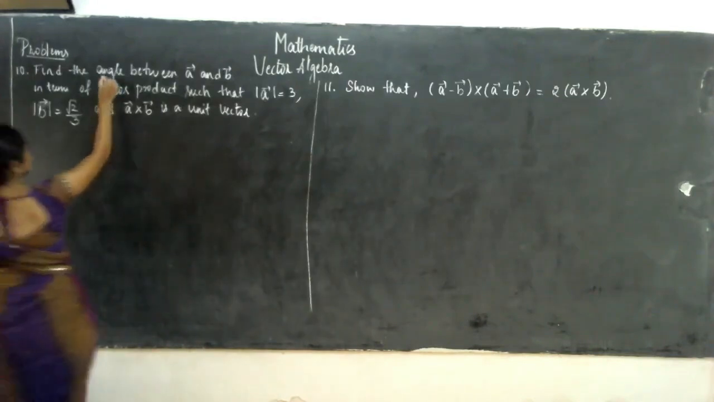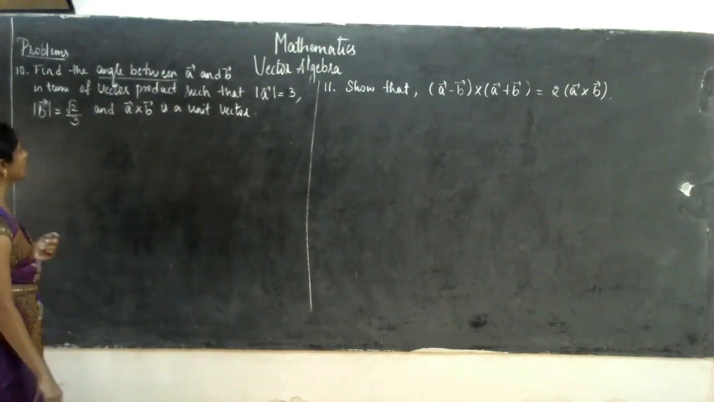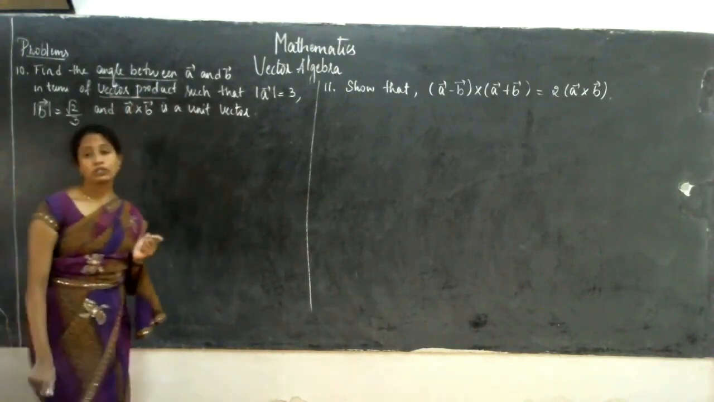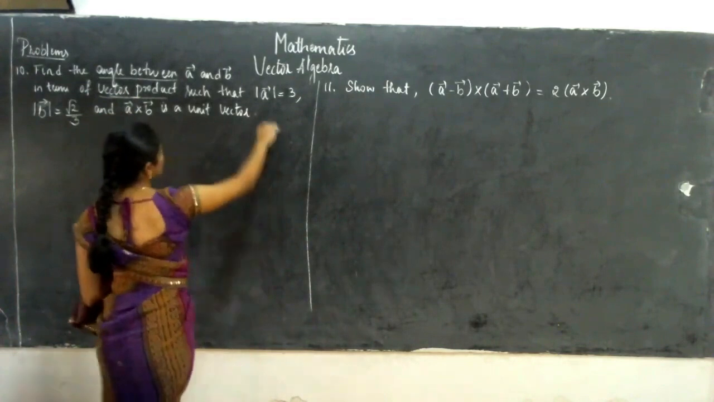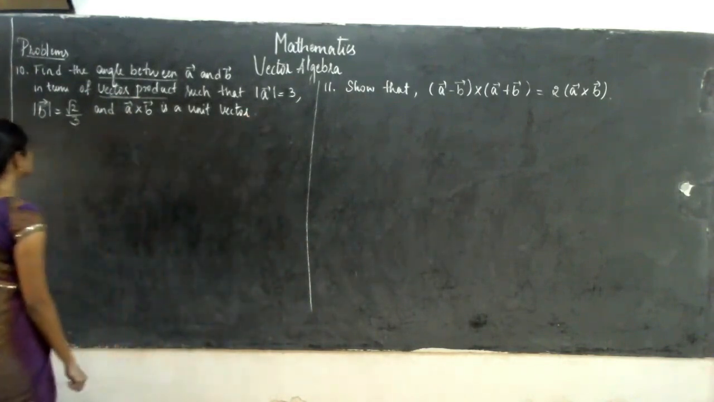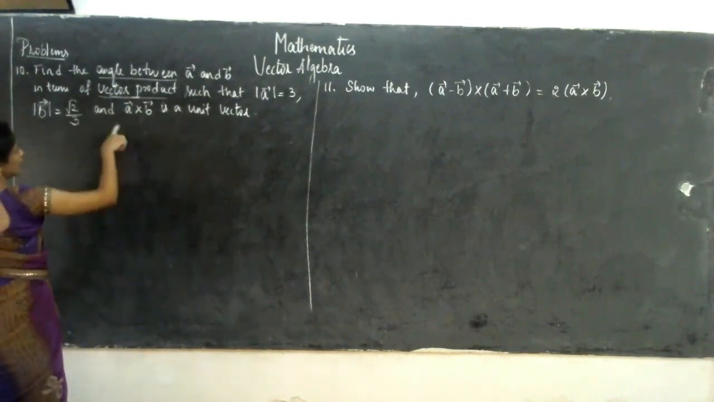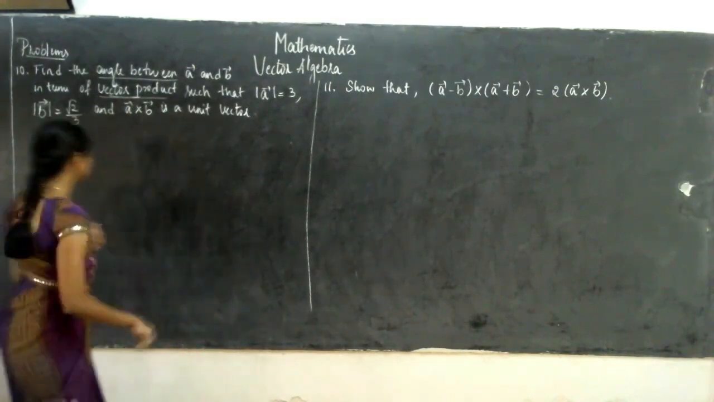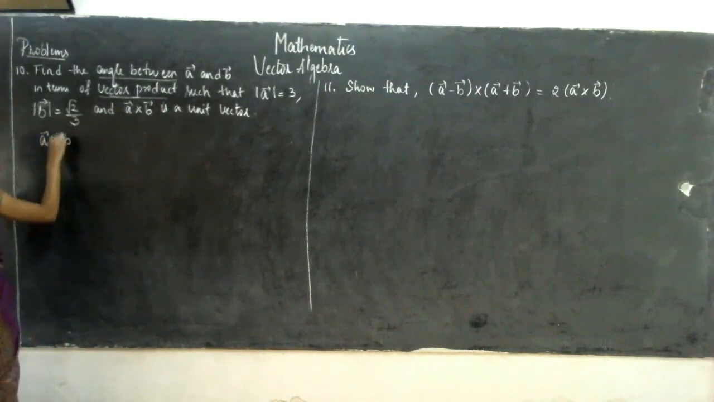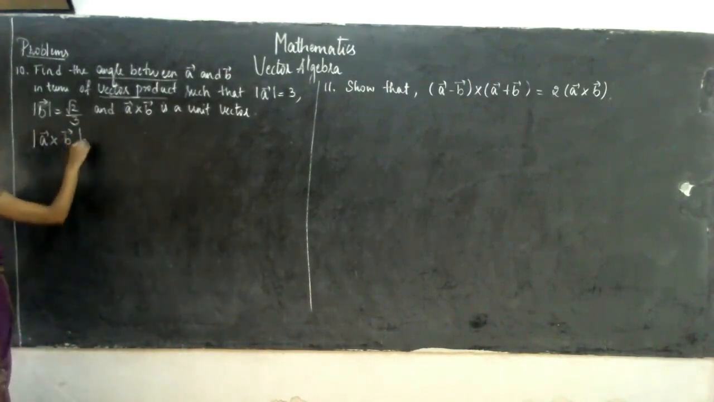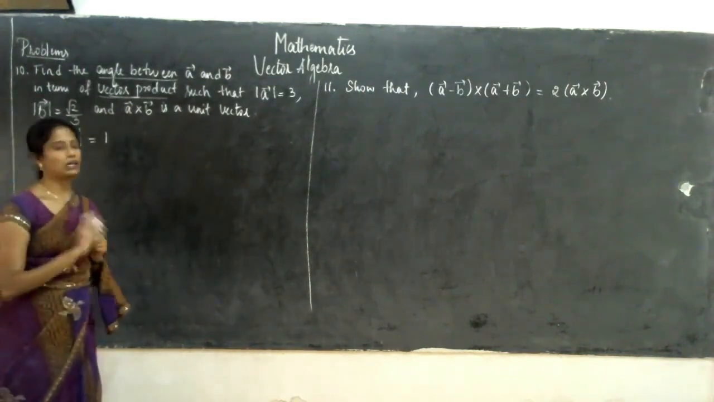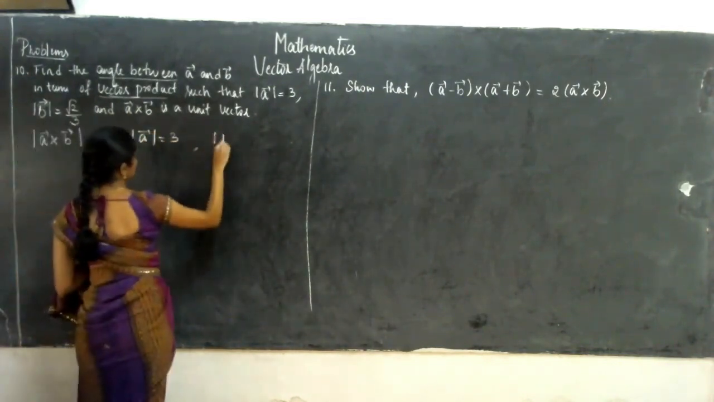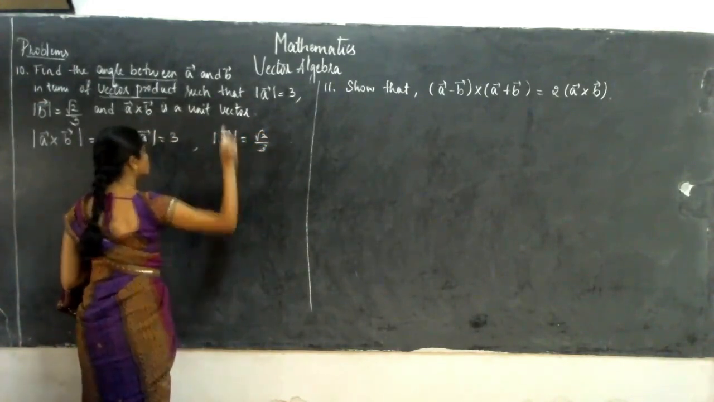Next problem, we need to find the angle between the two vectors, vector A and vector B. They are given in terms of vector product. So, which formula should you use? We should use the formula of sine theta. They have given that the magnitude of vector A is equal to 3 and the magnitude of vector B is equal to root 2 by 3. And they have also told that vector A cross vector B is a unit vector. So when vector A cross vector B is a unit vector, this says that the magnitude of this is equal to 1. The other two data given are the magnitude of vector A is 3 and the magnitude of vector B is root 2 by 3.